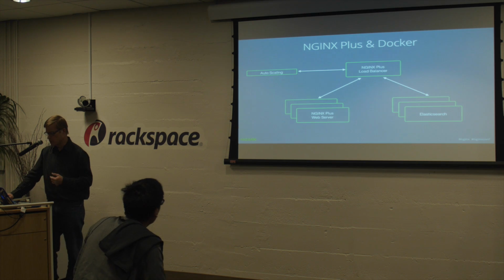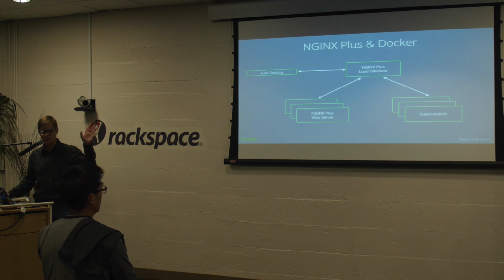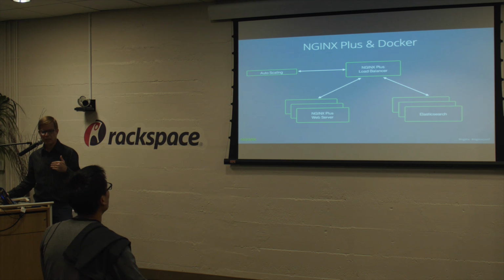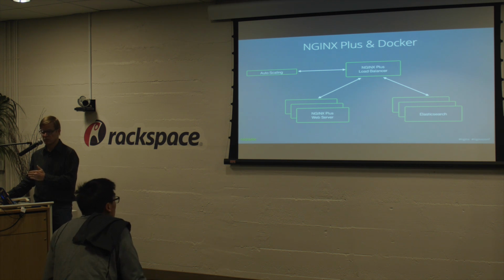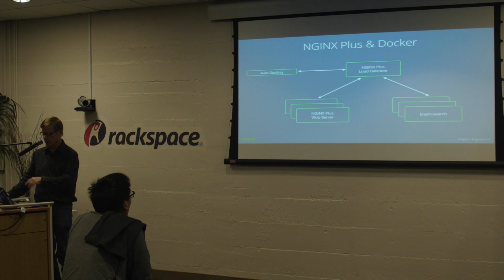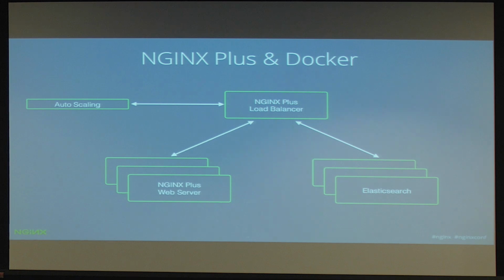So this is a pretty simple configuration. I've got NGINX Plus sitting there as a load balancer. On the back end, I've got NGINX as a web server, and I have Elasticsearch. And I'll show you how I'm scaling both of those. And then the auto-scaling program is one that I've written that sits externally, using the APIs to both monitor NGINX and cause it to scale.